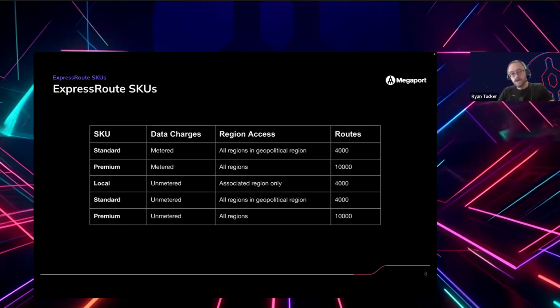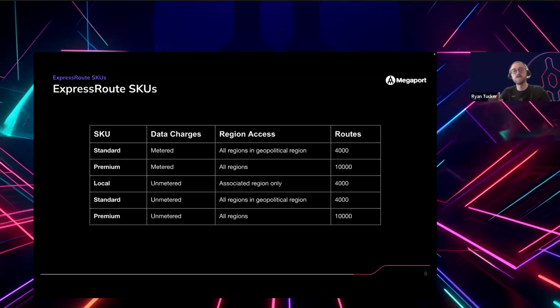With a premium circuit, one of the big differences is that you can access any region globally. So in some cases, customers need to use premium because, let's say they have an ExpressRoute in Singapore, but they want to connect to a region in Europe. You can use premium to do that, right? You get access to all regions globally. The other reason you might go for premium is that you can advertise 10,000 routes via premium, whereas with standard, you can only advertise 4,000 routes. So if you have many routes that you need to advertise from your on-premise environment into Azure, you may need to look at premium for that as well.